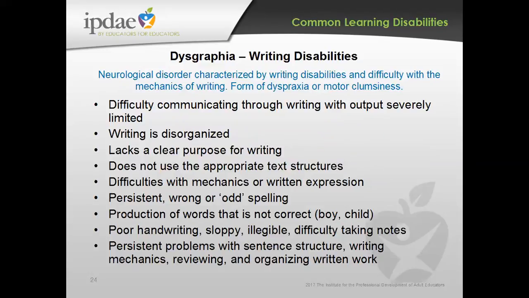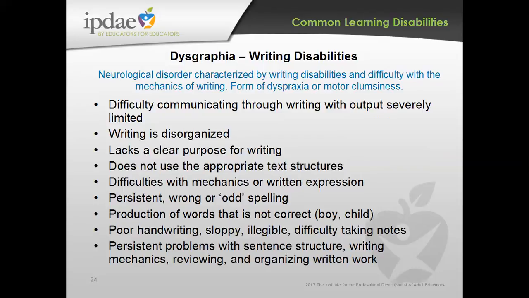You may not see this as often, as it's not as common. When we see someone with poor handwriting, such as doctors or whomever we deal with, our first thought is not, oh, this person has dysgraphia. Our first thought is, oh boy, this person has bad handwriting. But as all the learning disabilities are, this is a neurological disorder characterized by problems in writing and the mechanics of writing. It's a form of dyspraxia, which is motor clumsiness.